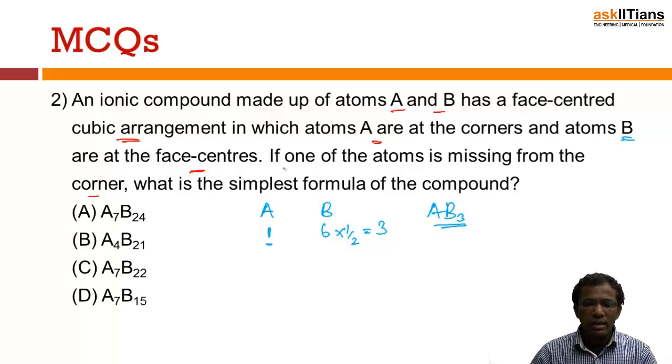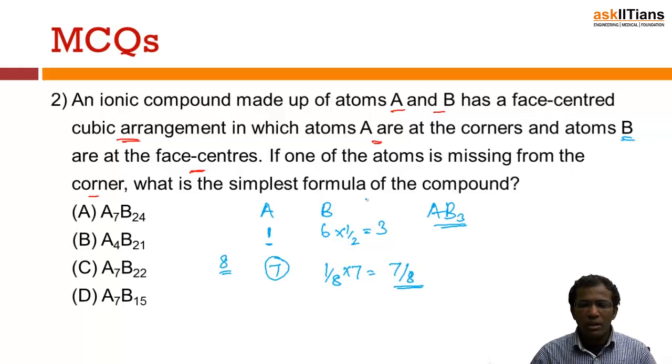But it is given that one of the atoms is missing from the corner, so out of 8 atoms, now there are only 7 atoms at the corners, right? So now we need to calculate the simplest formula. So we have 7 atoms. Each atom has a contribution of 1 by 8 into 7. So in total there are 7 by 8 atoms of A, and the number of atoms of B remains unchanged. So there are 3 atoms of B. So the formula will be A 7 by 8, B 3.